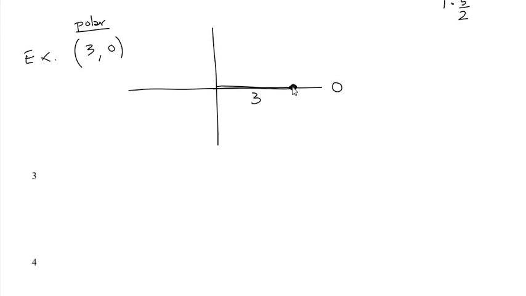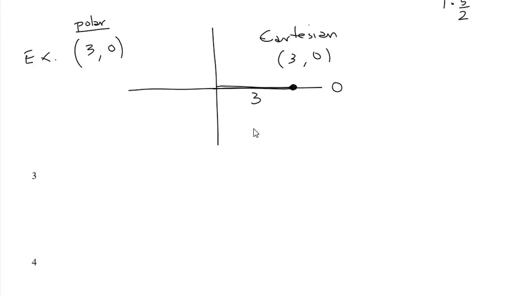And what are the Cartesian coordinates here? Well, I don't need to mess with triangles or anything. I can just look at the picture and tell. I went 3 to the right and I didn't go any up or down. So just sort of as an oddity or a coincidence here, the polar coordinates and the Cartesian coordinates look exactly the same there.